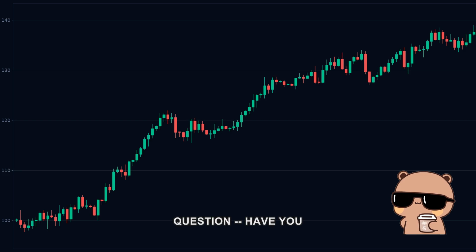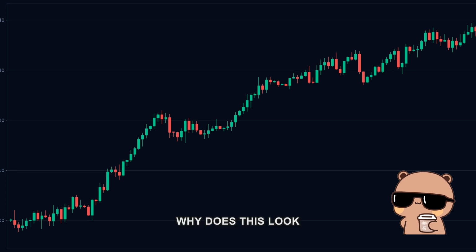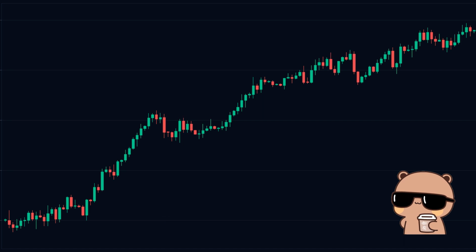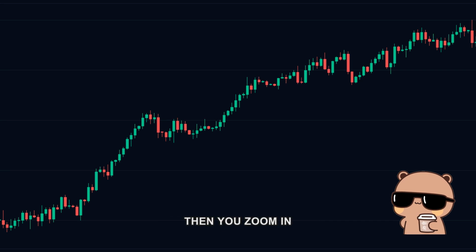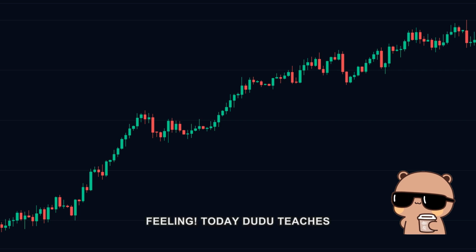Hey, quick question. Have you ever looked at a chart and felt like, why does this look so different depending on which button I click? Like one second, the market looks calm, and then you zoom in and it's pure chaos. Yeah, Dudu knows that feeling.